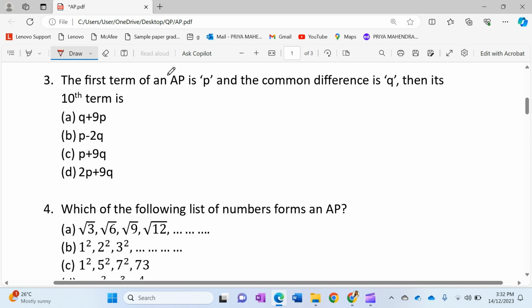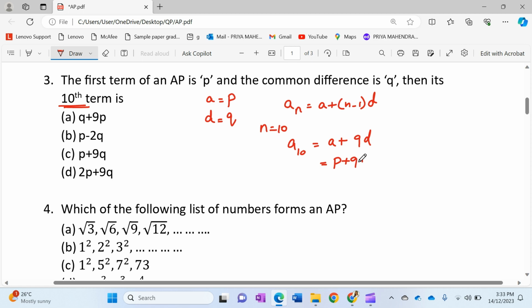Question number 3, the first term of an AP is p. So I'm just specifying the letter. The first term is represented by a, which is given as p, and the common difference is given as q. Then its 10th term. So what is the nth term formula? a n is equal to a plus n minus 1 into d, isn't it? So now they are asking the 10th term. So n is 10. So a10 is equal to a plus 10 minus 1, which is 9d. Now substitute the values for a and d, which is p plus 9q, which is option C.